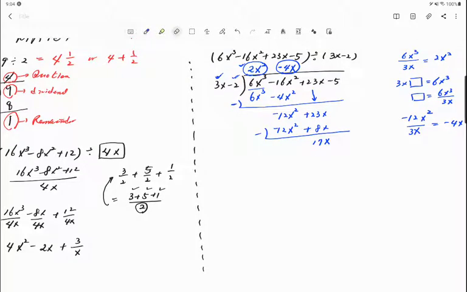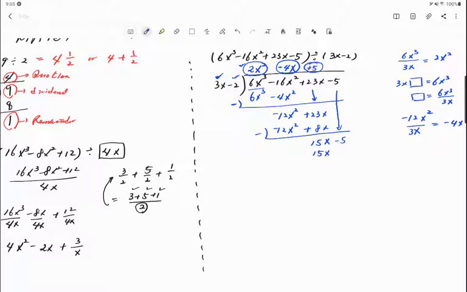Okay. Sorry, 15x. Alright, then bring the next term down. Minus 5. Now do the same thing. So 3x times what? 3 times what becomes 15x? Isn't it 5, right? So plus 5. So that's 15x.